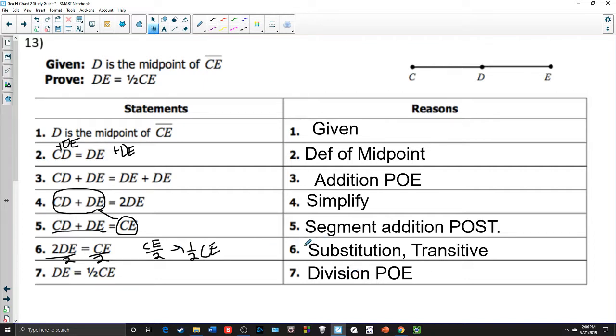So again, the substitution one was probably the hardest one to see, in addition to the addition POE, because you might have thought it was a segment addition. But again, it's just practice and making sure you take your time and picking apart each little detail there.